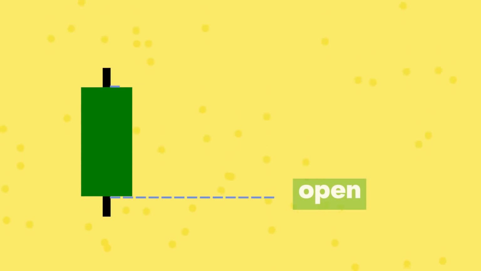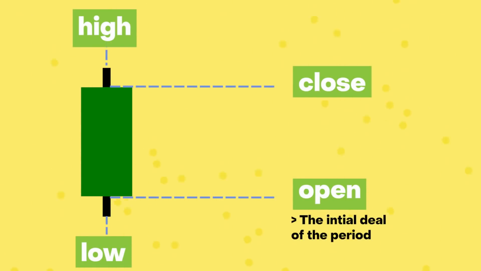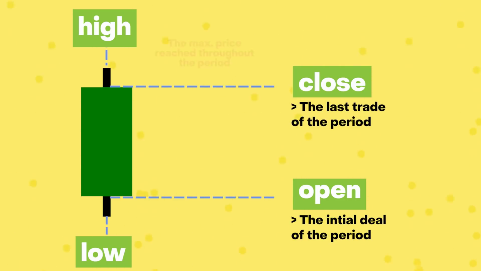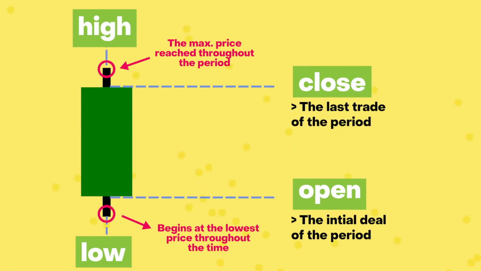Each candlestick body represents information such as open, close, low, and high. The open represents the initial deal of the period, while the close represents the last trade of the period. The maximum price reached throughout the period is shown at the tip of the upper part of the candle, and the bottom part of the candle begins at the lowest price throughout the time. And then the reverse is also true for a red candle. The market declined during the time, thus the open is the top of the body and the close refers to the bottom of the candle.